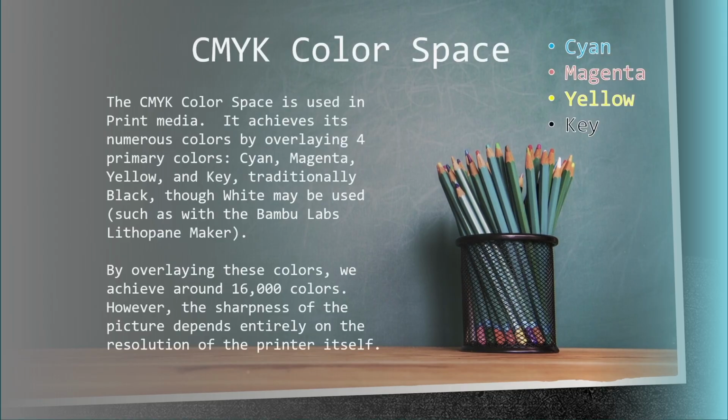The CMYK color space is used in print media. It achieves its numerous colors by overlaying four primary colors: cyan, magenta, yellow, and key, traditionally black, although white can also be used depending on your medium, such as with the Bamboo Labs Lithopaint Maker. By overlaying these colors, we achieve around 16,000 colors. However, the sharpness of the picture itself depends entirely on the resolution of your printer. If your printer is not capable of doing a high resolution print, you're not going to get a highly detailed picture.